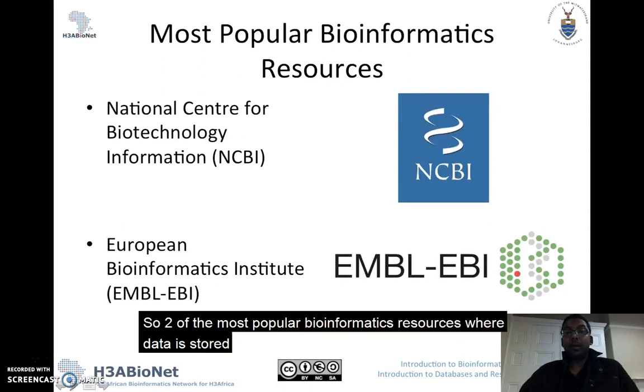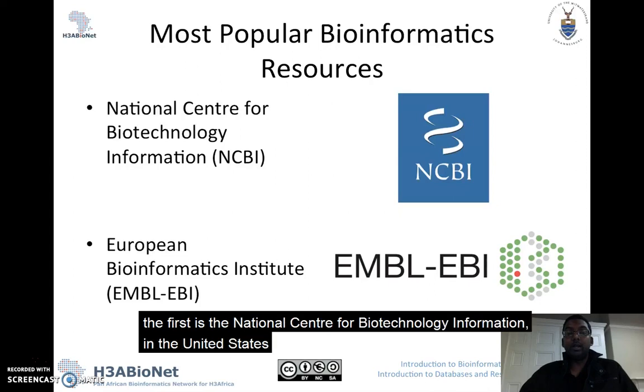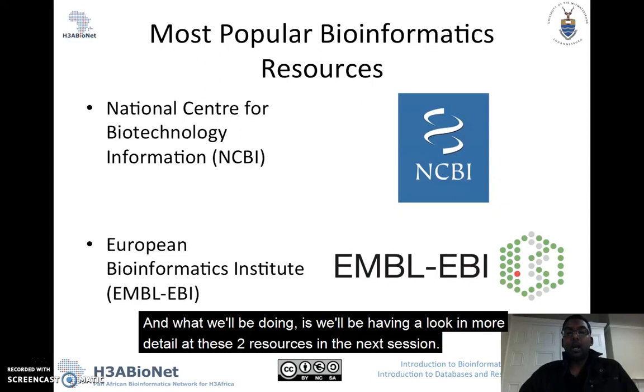So 2 of the most popular bioinformatics resources where data is stored: the first is the National Center for Biotechnology Information, or NCBI, in the United States. And the second is the European Bioinformatics Institute, or EMBL-EBI, in the UK. And what we'll be doing is having a look in more detail at these 2 resources in the next session.